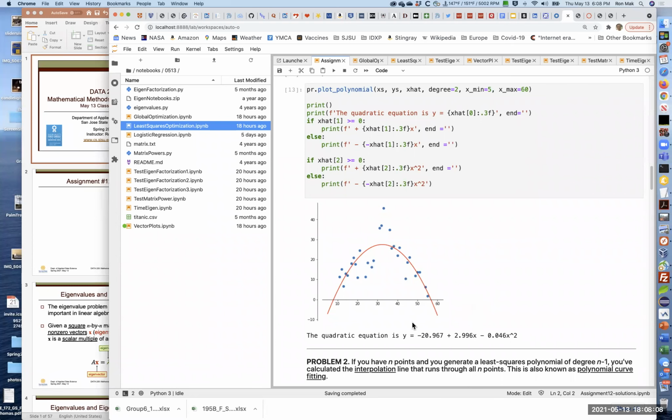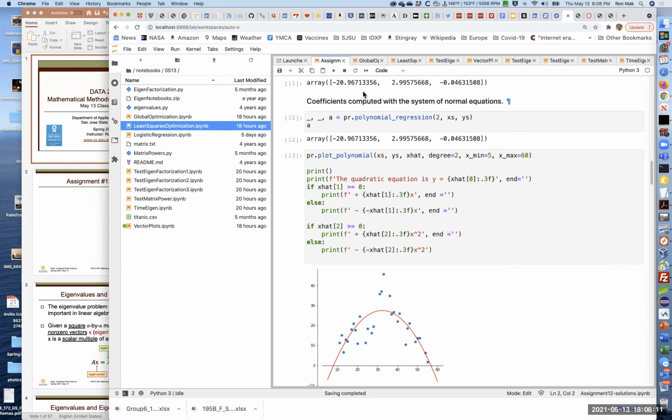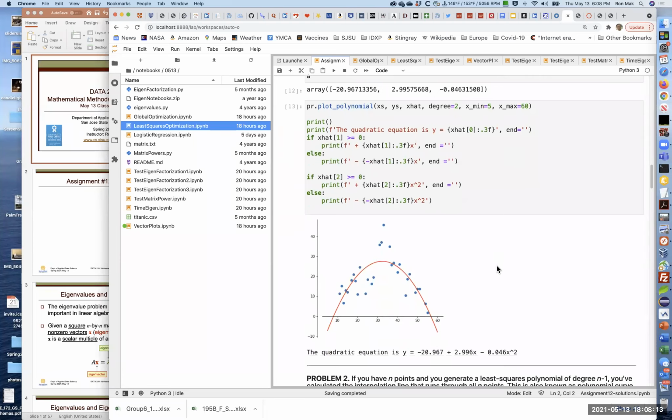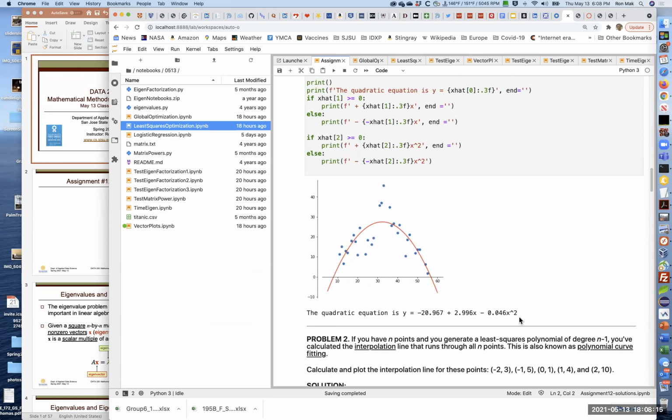If you then take these coefficients, you can plug them into our equation. There's y equals minus 20 whatever plus nearly 3x minus 0.046 x squared. So that is our quadratic equation.